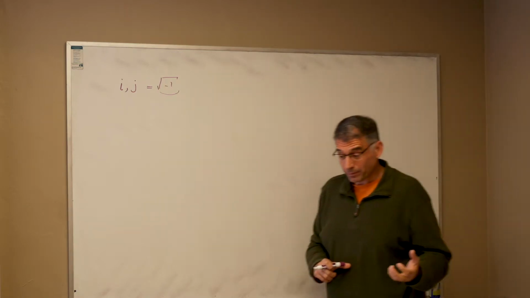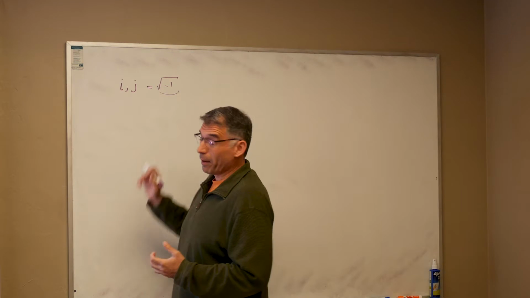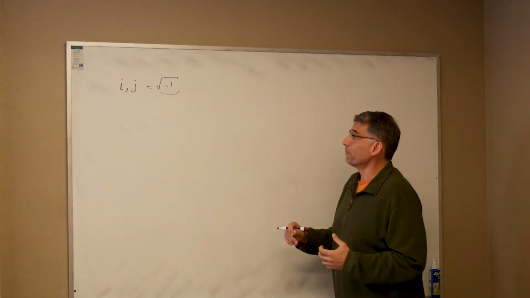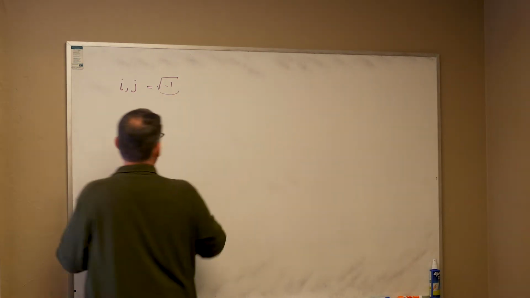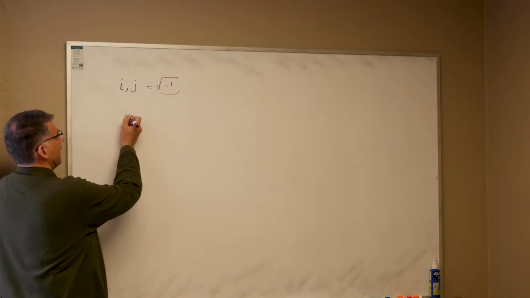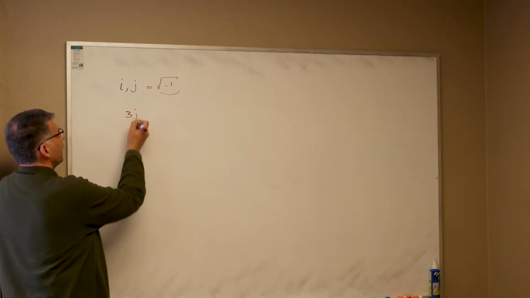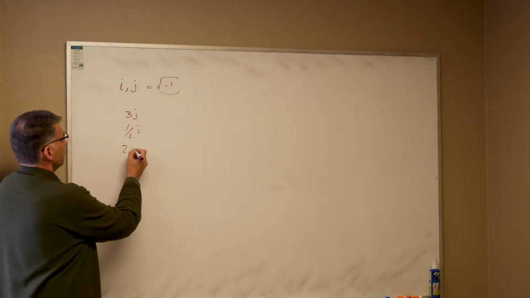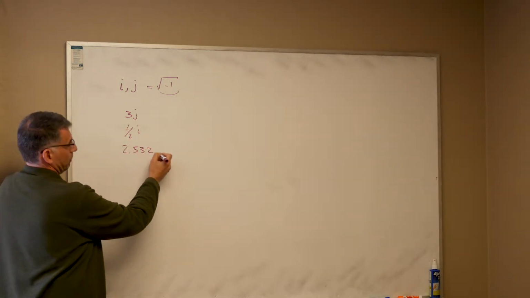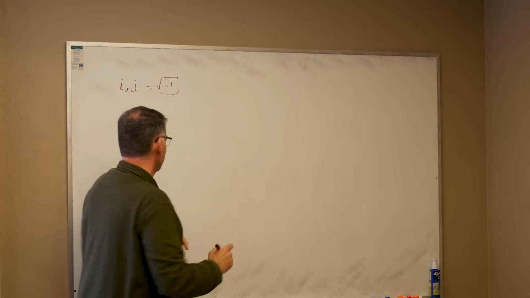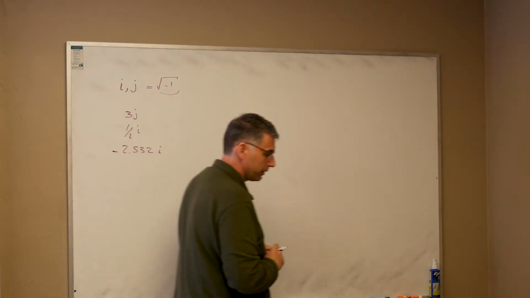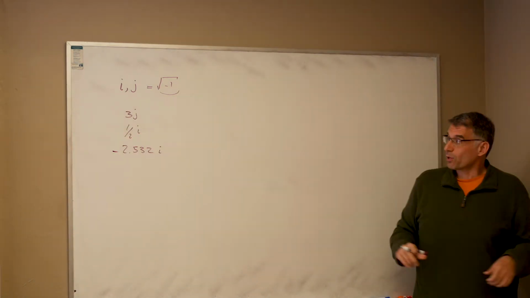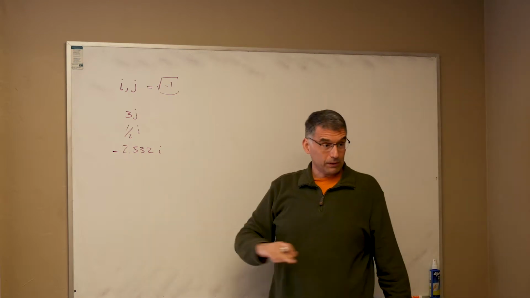So if I want to say, as an imaginary number, remember we said I can have anything, right? I can have 3j, 1/2 j, 2.532 j, or whatever. It could be negative, could be positive. And so we said these are imaginary numbers.